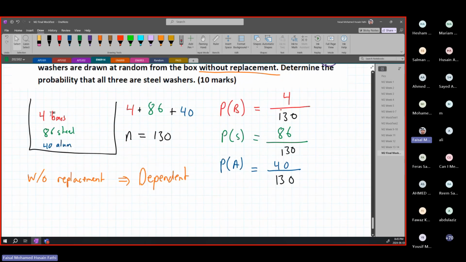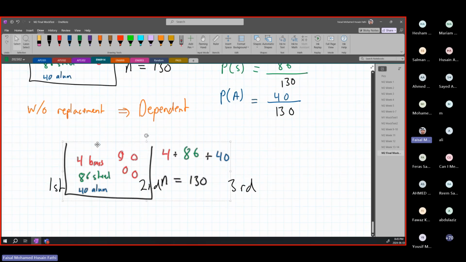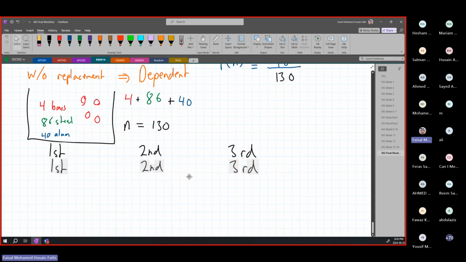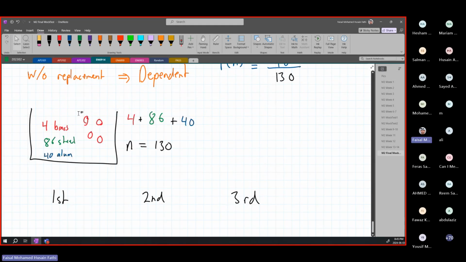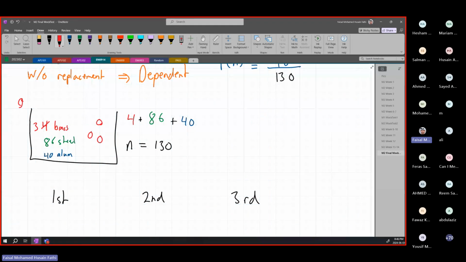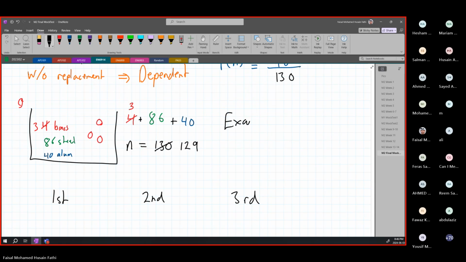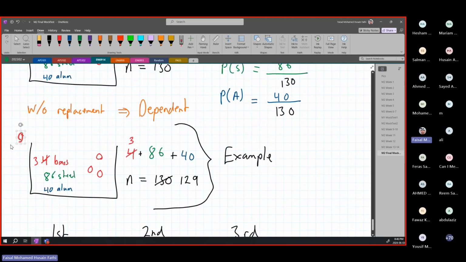What does this mean? This means when you take one brass outside, and then let's draw the 4 brass just for example purposes, once you take one brass outside, all of your numbers are going to change. If I copy paste this down, I can show you how it will look. Let's say one of the brass has been taken out. Now your new value is no longer 4, it is 3. So here this is going to be 3. Your new total is going to be 129. All right, this is just an example. This is what is meant by without replacement: once you take it out, you don't put it back inside.